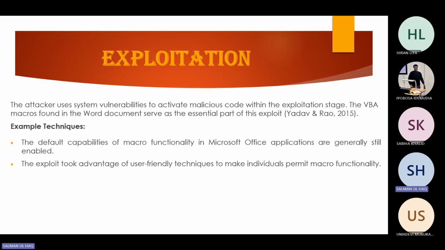Exploitation stage. Once the Word document is opened, the exploitation phase begins. In this case, the exploitation occurred through the execution of VBA macros embedded in the document. When the victim opened the document and enabled macros, the malware was triggered. The exploit took advantage of system vulnerabilities, such as enabling macros by default in Microsoft Office applications. After execution, the malware attempts to download additional payloads and compromise the system.